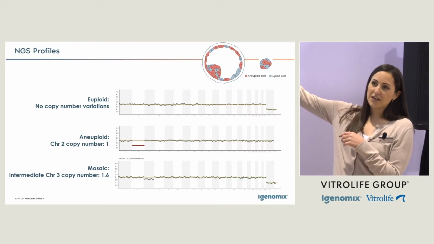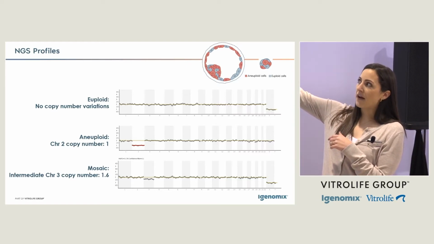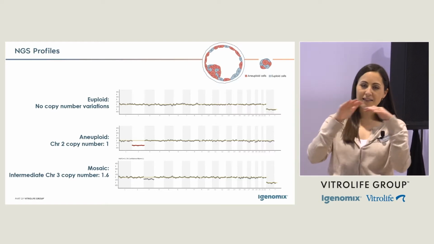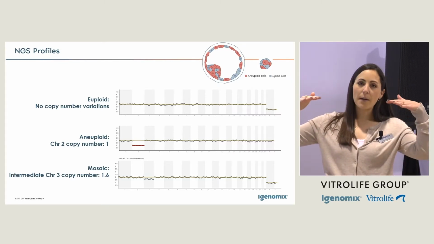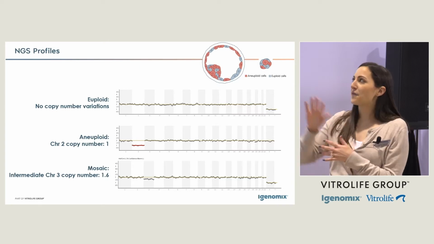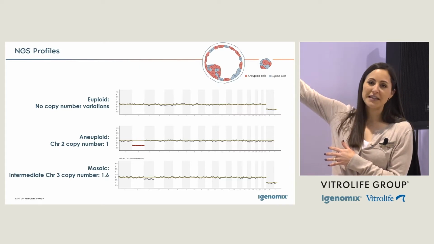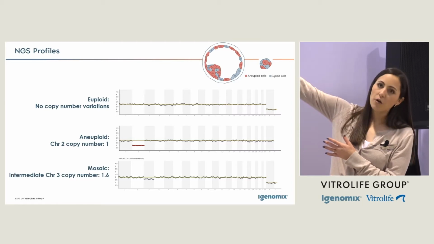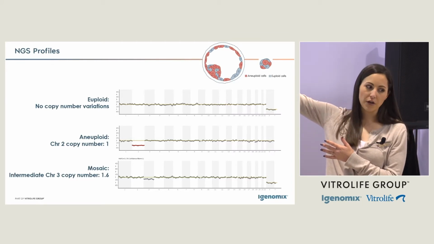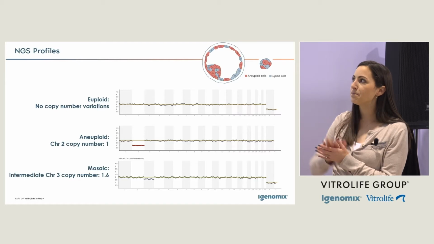The first image here is an example of a euploid profile where you can see the flat line aligns to the specific chromosomes and is normalized to a copy number value of 2, except for when you get to the sex chromosomes, you can see X and Y have a copy number value of 1. So this profile would be consistent with a euploid embryo with male sex chromosomes.